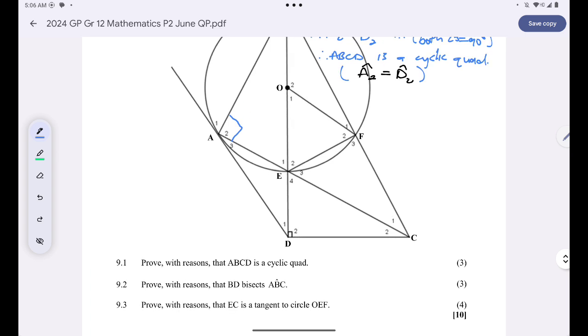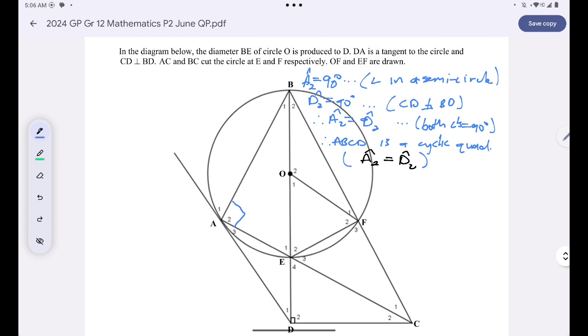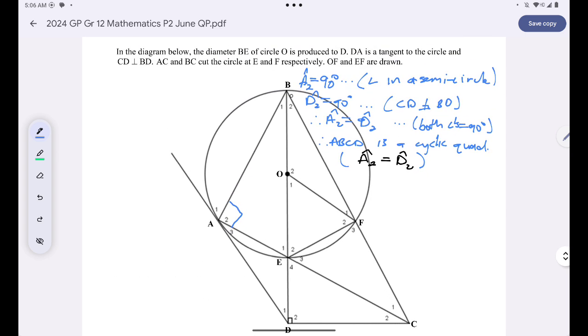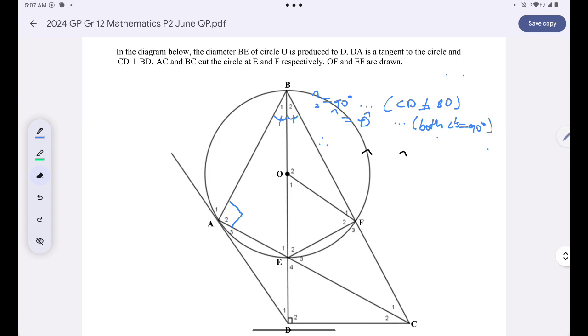Prove with reasons that BD bisects angle ABC. BD is this straight line here. I must show that it bisects angle ABC, which simply means I must show that this angle is equal to this angle. Okay, how can I do that? Let me erase that at the top so that I can create room for writing.